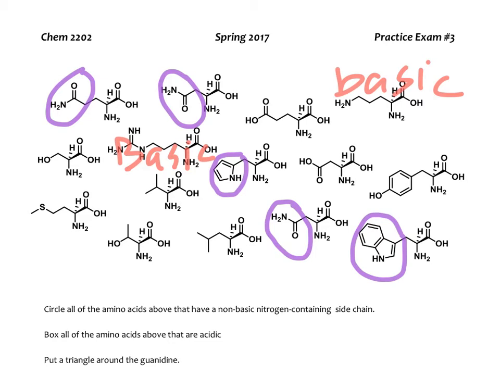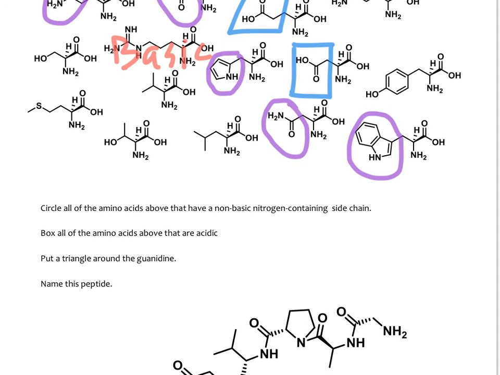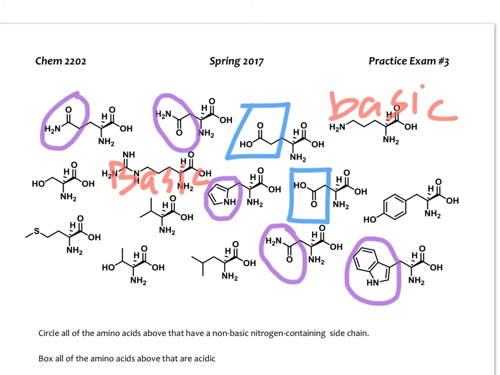All right, box all the amino acids above that are acidic. All right, so these are easy, at least easier compared to the amine questions or the nitrogen questions. In terms of acidity, you're literally just looking for carboxylic acids, again, on the side chain, right? Not part of the standard amino acid head of every amino acid, all right? So the alcohols are not included as acidic species, okay? So what else do we have here? Oh, put a triangle around the guanidine, right? I love guanidine. That's guanidine.